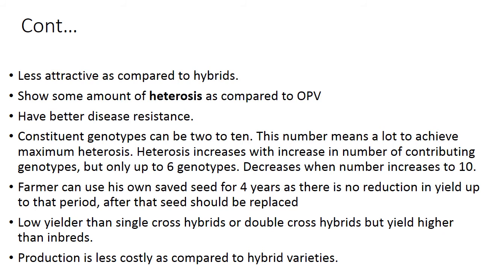A farmer can use his own saved seeds for 4 years, as there is no reduction in yield up to that period. After that, seed should be replaced. It is a lower yielder than single cross hybrids or double cross hybrids, but yields higher than inbreds. Production is less costly as compared to hybrid varieties.